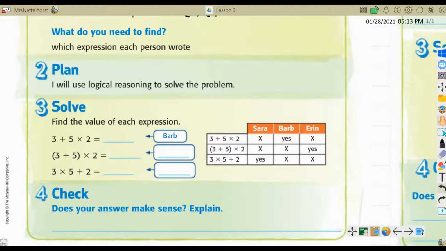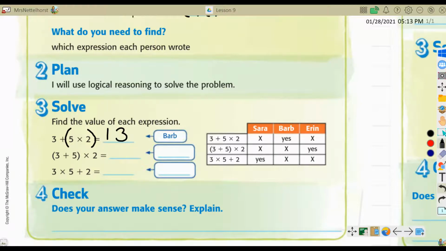So looking at 3 plus 5 times 2, multiplication has to go first. So I like to put in my own parentheses. You'll have to excuse my desk robot. He's making noise. So I'm going to put parentheses around 5 times 2. So I know that 5 times 2 is 10, plus 3 more is 13. So I know this has to be Barb.